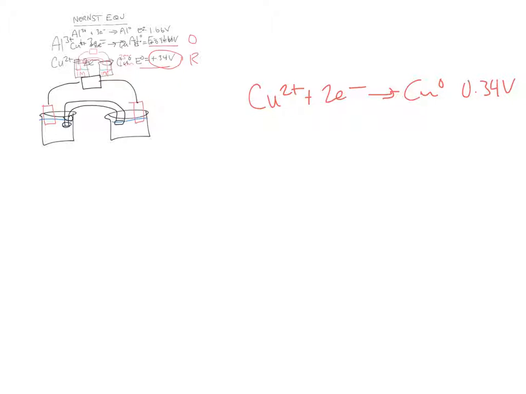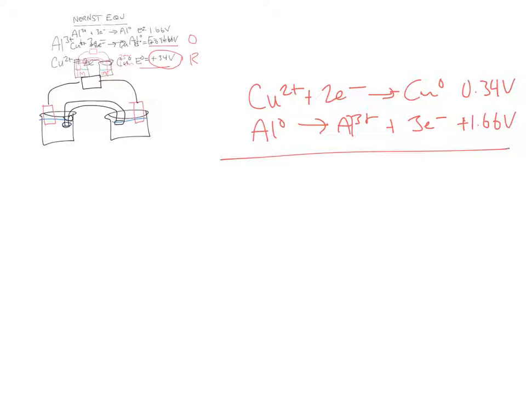So since it is being oxidized, you're going to say Al naught yielding Al 3+ ions plus 3 electrons. And this one was negative 1.66, but it's actually now going to be positive because we are flipping it. So positive 1.66.